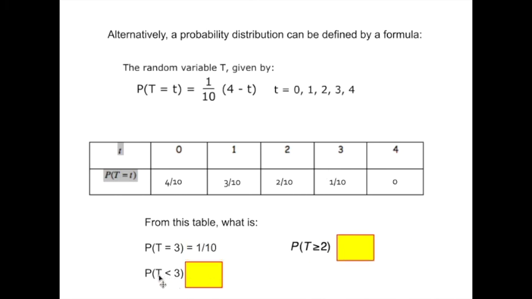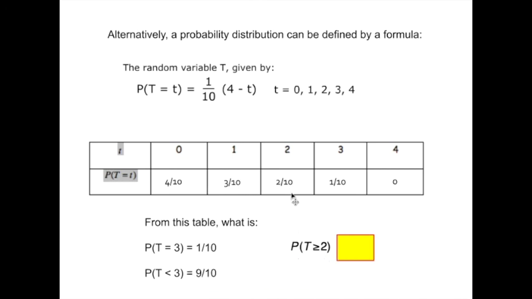What is the probability that the random variable T is less than 3? Well, because this is a discrete probability distribution, less than 3 is the same as saying less than or equal to 2, because there are no numbers between 3 and 2. So if I'm less than 3, I must basically be 2 down. So I'll add these probabilities together, and that gives me 9 tenths.